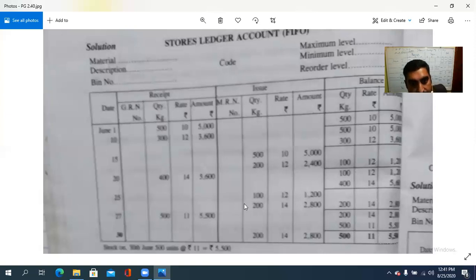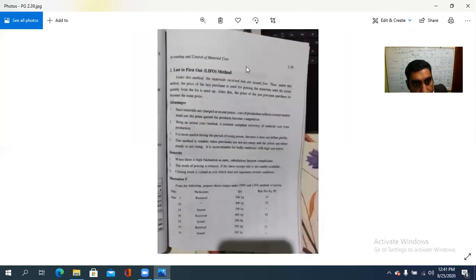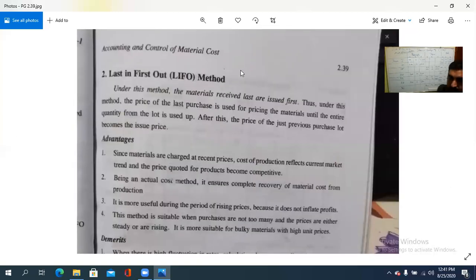Okay. Then under this method, this is the FIFO method. First in, first out. That is, first come should be first served.